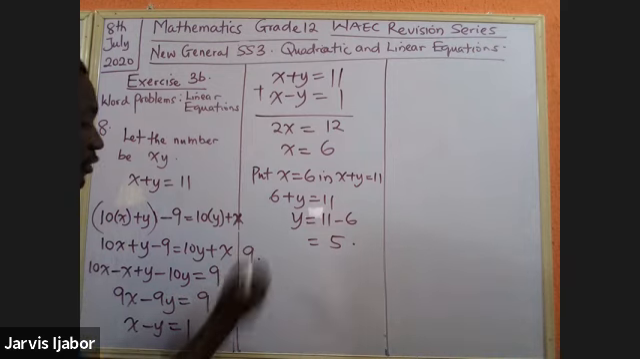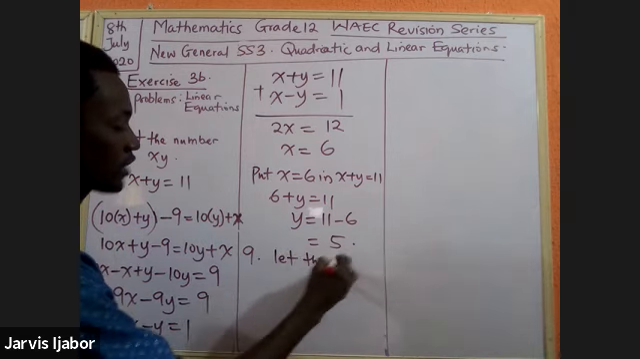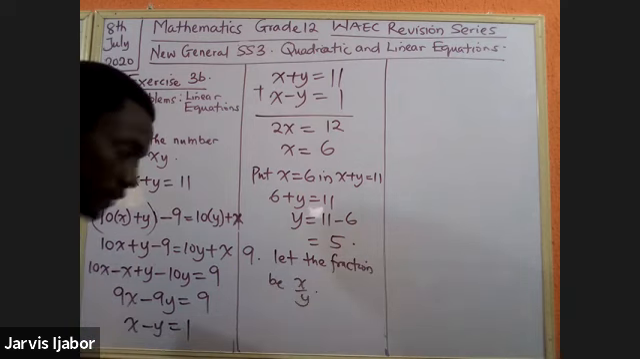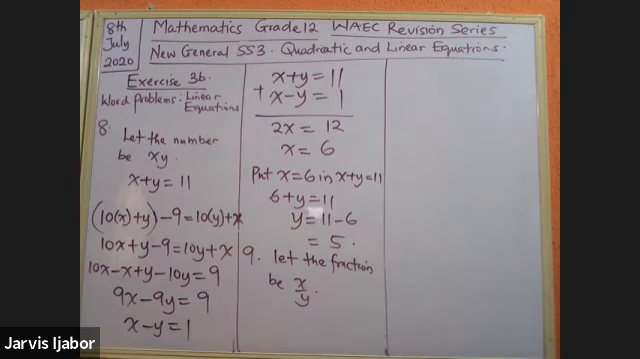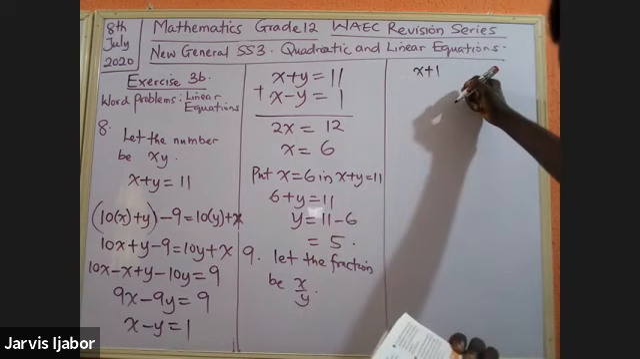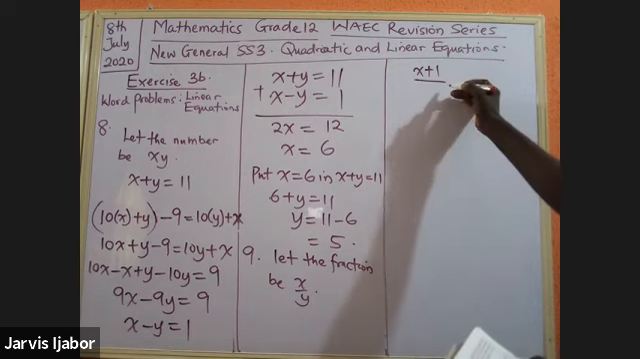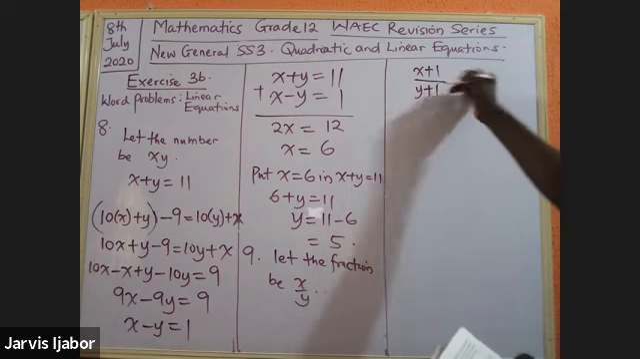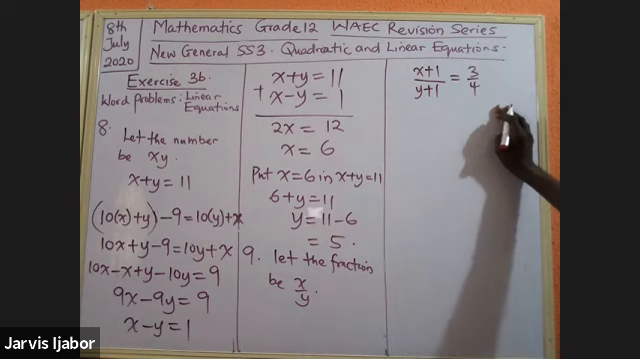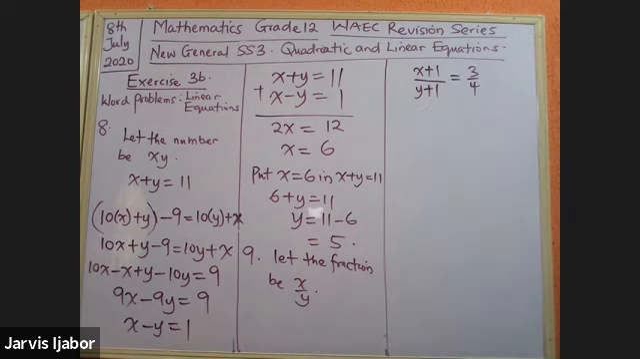So here, number 9, we imagine a fraction that is x over y. So let the fraction be x over y. With that, let's follow the narratives now. It says that if I add 1 to the numerator and 1 to the denominator, it becomes 3 over 4, right? I always advise my students, once you get this, simplify this one first before you go to look at the other part of the question.